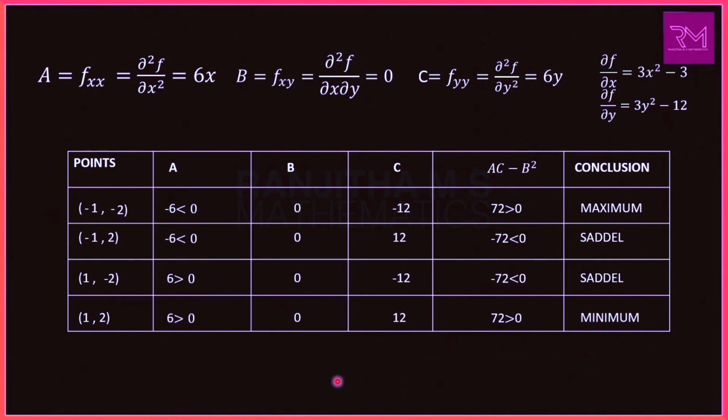This completes the problem. To solve this problem, constructing the table is very important. We know that if AC minus B square is greater than 0 and A is less than 0, we can conclude that the function has a maximum. Note that if AC minus B square is less than 0, we can conclude easily that it has a saddle point. Whether A is less than 0 or greater than 0 does not matter. If AC minus B square is less than 0, directly we can conclude that the function has a saddle point. This we have to remember.